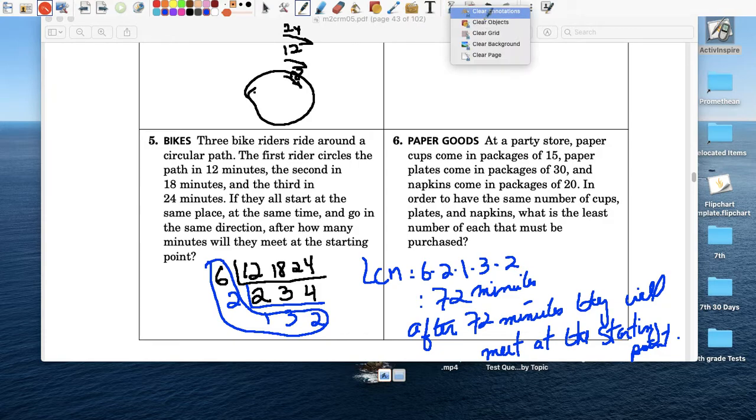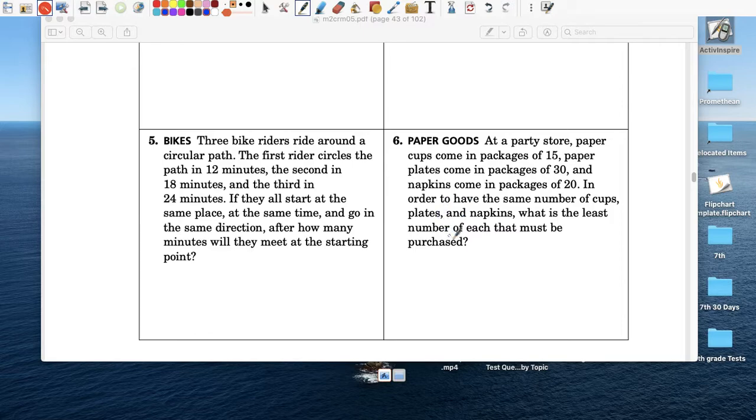Last question. At a party, paper cups come in packages of 15, plates come in 30 and napkins come in 20. In order to have the same number of cups, plates, and napkins, what is the least number of each that must be bought? Okay, so 15, 30. So I'm going to write cups here, and plates, and packages, and what's the last one? Napkins. Napkins come in 20.